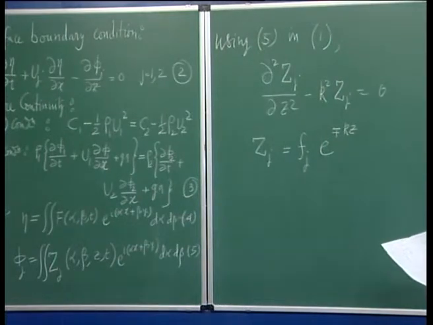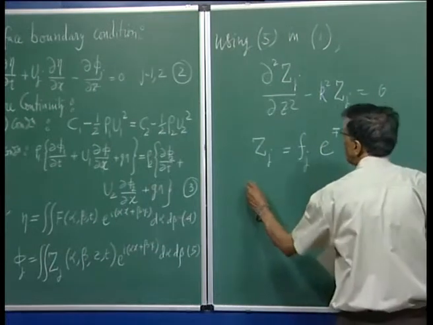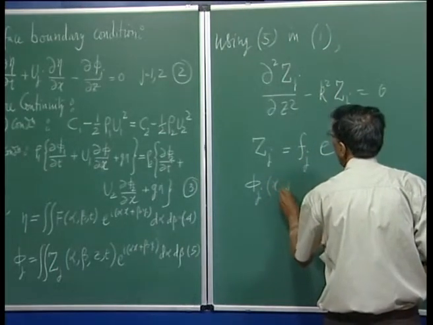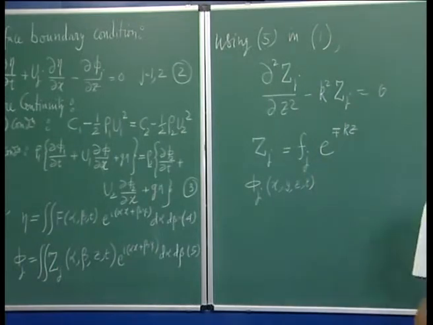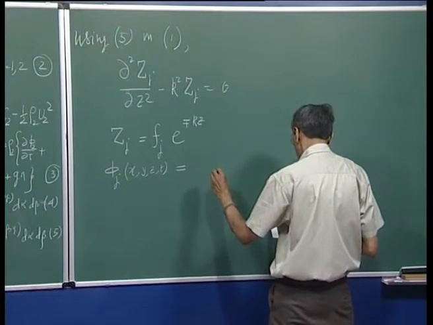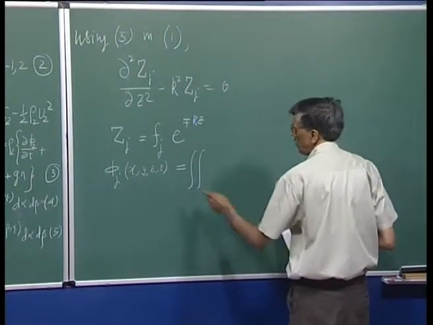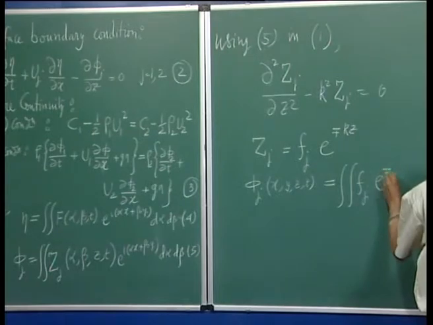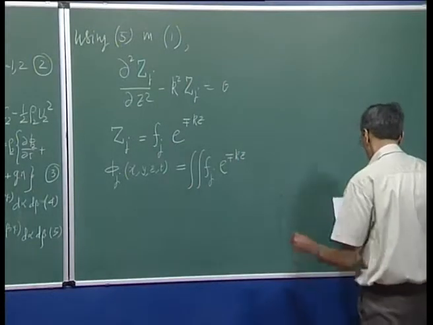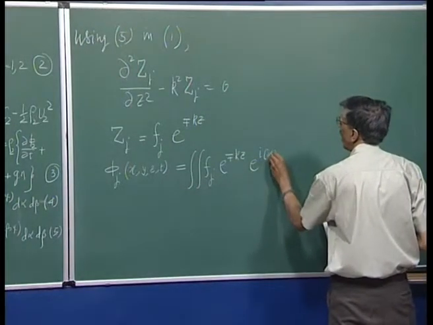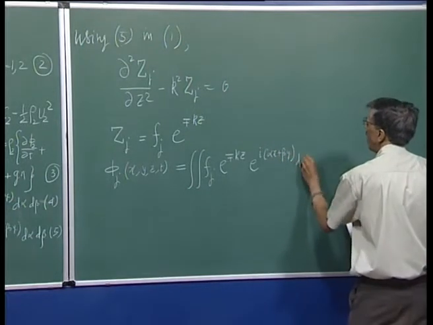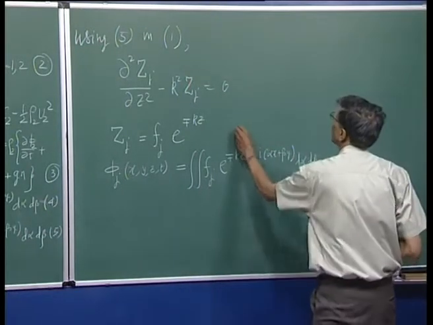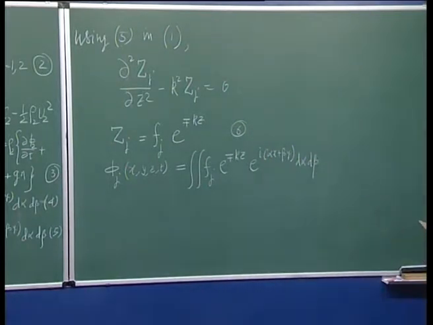Now, so if I do this, I could then write down phi of j, which according to our requirement is a function of x, y, z and t, would be given by this definition. Okay. Instead of z j, I will write this as f j e to the power minus plus k z, and then e to the power i alpha x plus beta y, d alpha d beta, right. So, this is what we are going to get. So, this I could call equation 6, and this is our disturbance potential candidate.